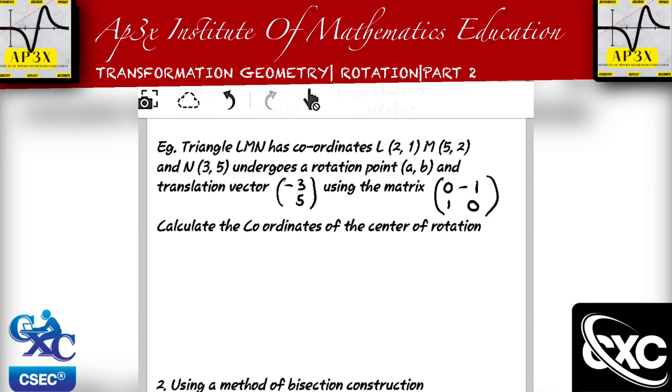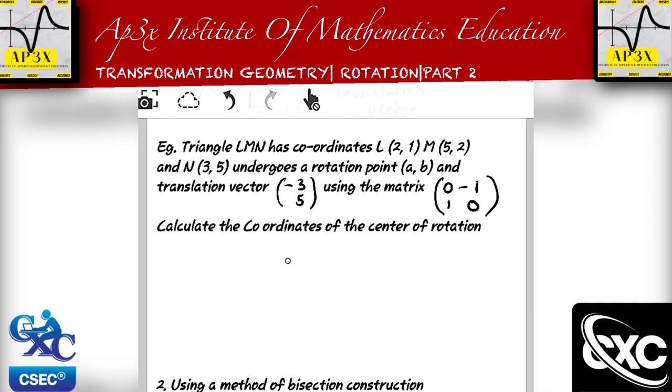All right. And if you see this question on your exam, here is how you approach it. Here it says that triangle LMN has coordinates L(2,1), M(5,2), and N(3,5), undergoes a rotation at the point AB and was translated by (-3, 5) using the matrix (0, -1; 1, 0). You're to calculate the coordinates of the center of rotation.